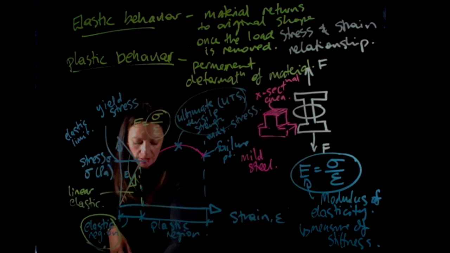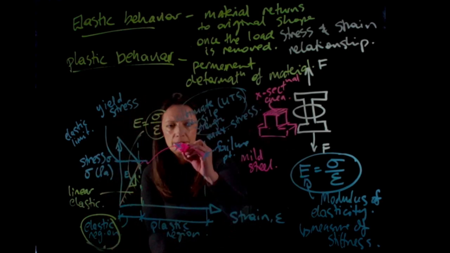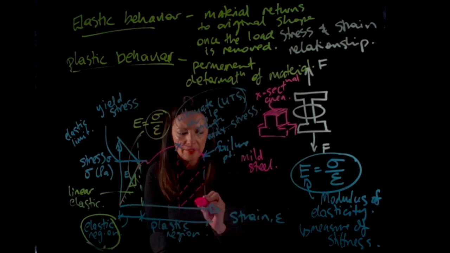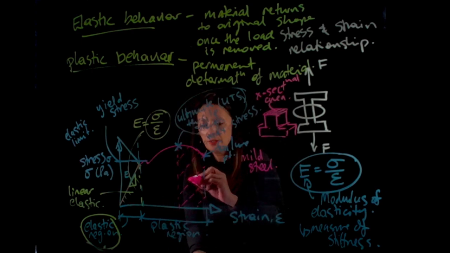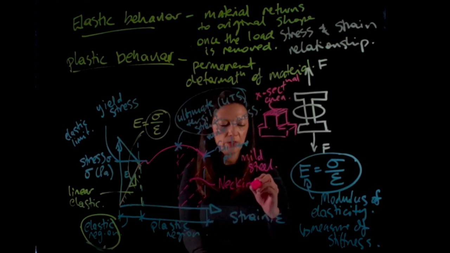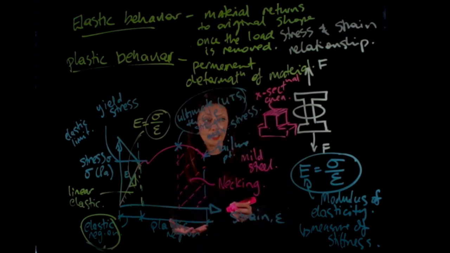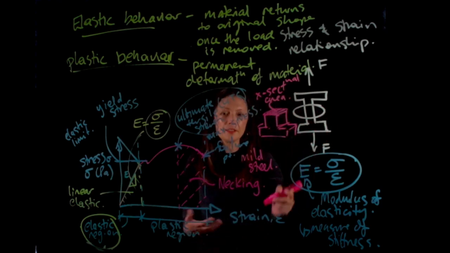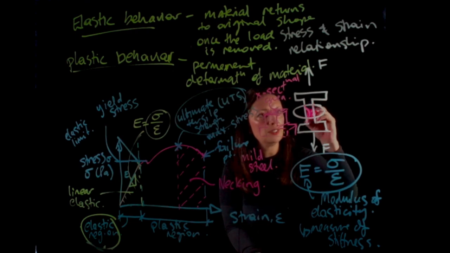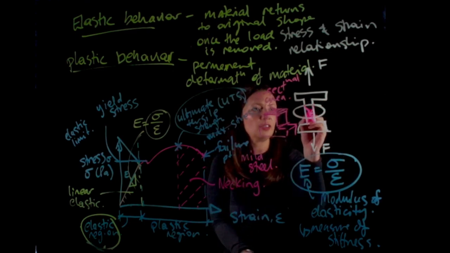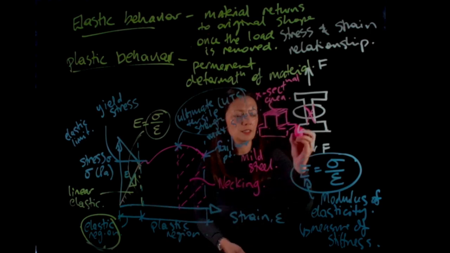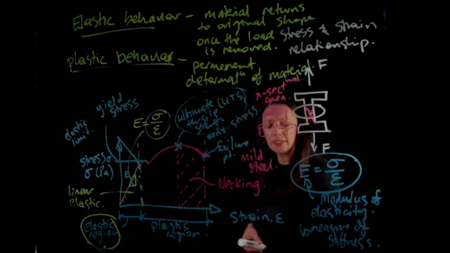And then the last thing we need to look at is, in this region, what happens to the material. So in here we have something called necking. And what's necking? If this is my tensile testing piece, what happens? Necking is when I have a reduction in the cross-sectional area here. And then at failure, what happens at failure? So this is necking.